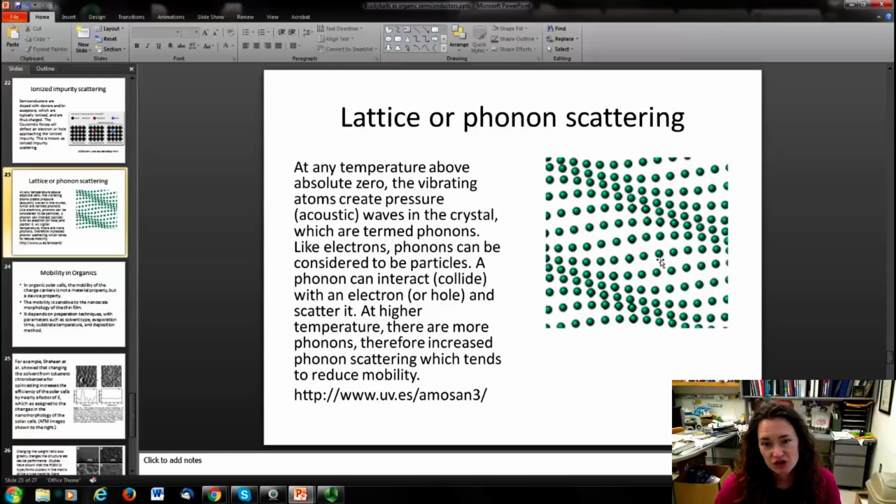Like electrons, phonons can be considered as particles, okay? And a phonon can then interact or collide with an electron or a hole and scatter it. And at higher temperatures, there's more phonons and therefore increased phonon scattering, which tends to reduce your mobility.